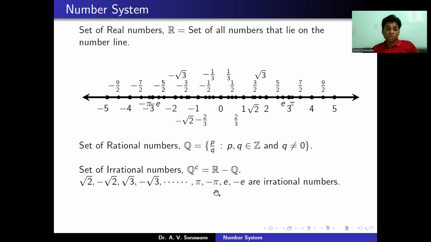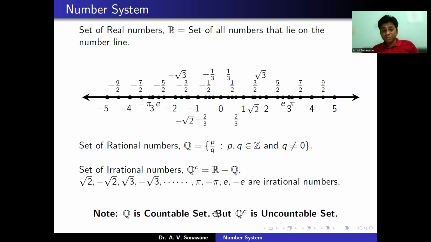and q is non-zero. One can observe that Q is a countable set, means we can count the elements of set of rational numbers, but the set of irrational numbers, Q complement, is uncountable, means we cannot even count the elements of set of irrational numbers. In standard books of real analysis or calculus, you can see the proofs of this result. Q is countable set and Q complement is uncountable set.